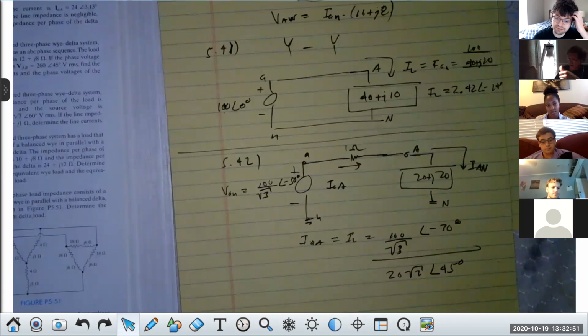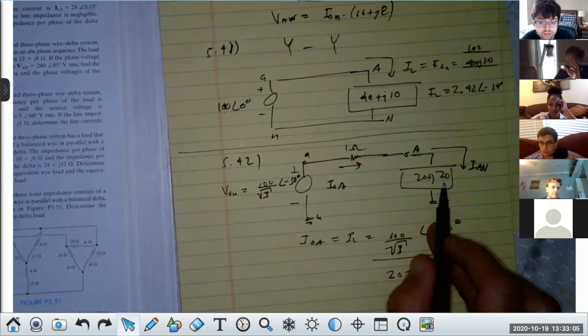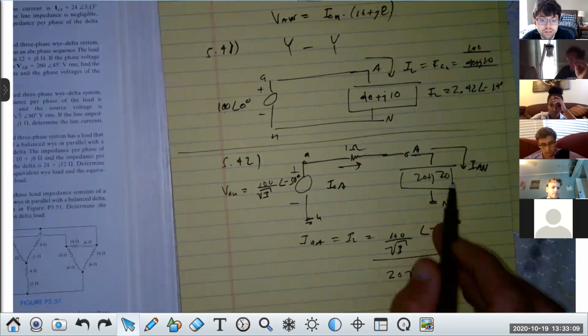Yes. Okay, are you with me, guys? You say that again, I was copying stuff down. Yeah, if you have 1 plus J1, the magnitude of that is square root of 2, and the angle would be 45 degrees. So if you have 20 plus J20, if you factor out the 20, you're left with 1 plus J1. The magnitude of that is square root of 2, the angle is 45.